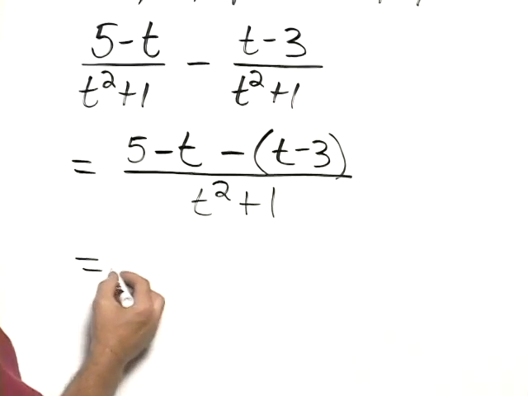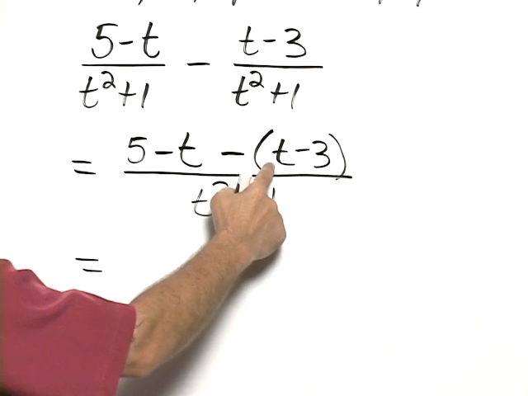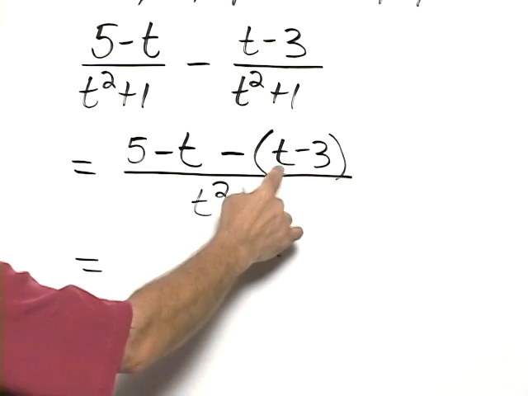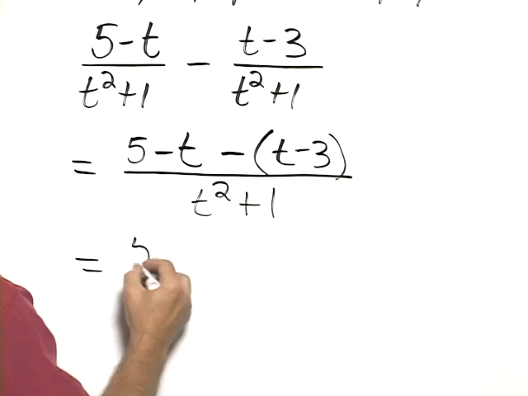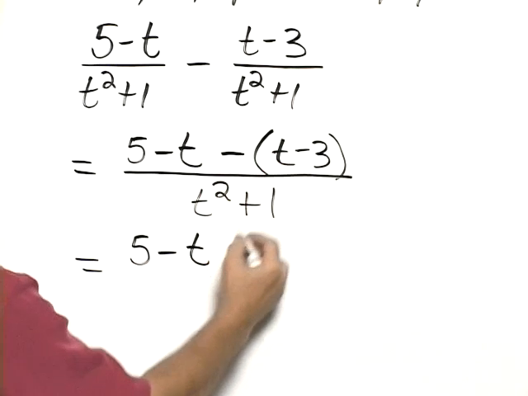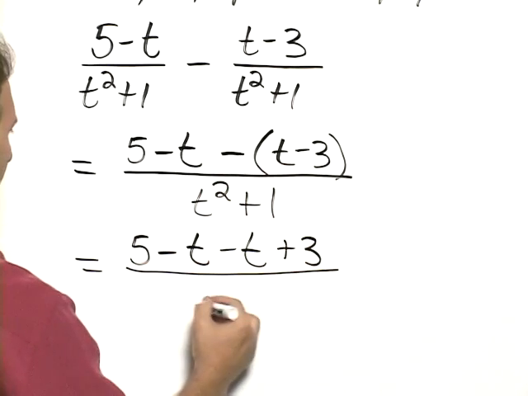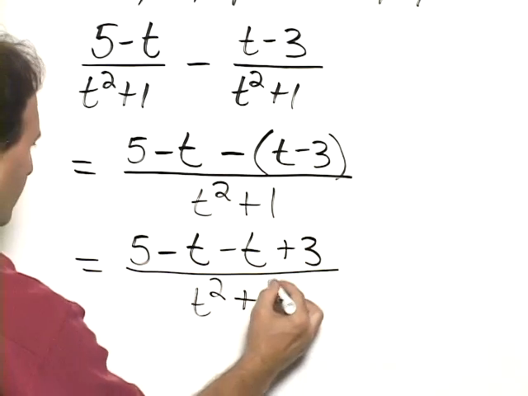In order to simplify, we need to change the sign of each of the terms in the parentheses. So we have 5 - t plus 3 all over t^2 + 1.